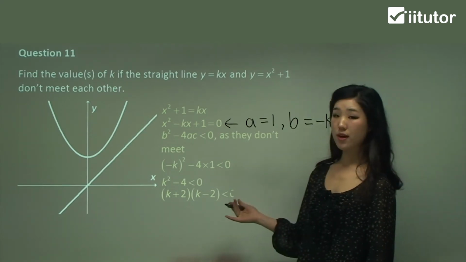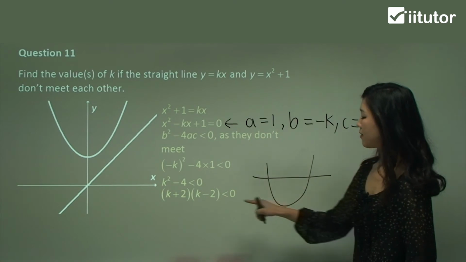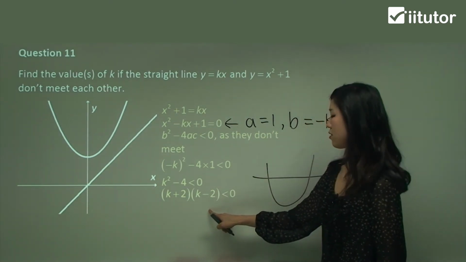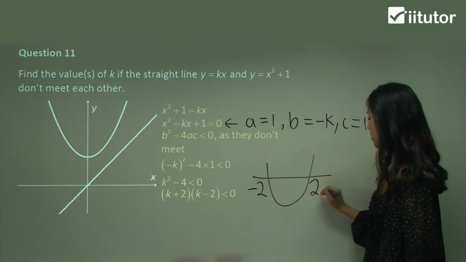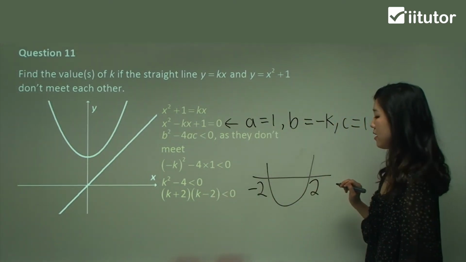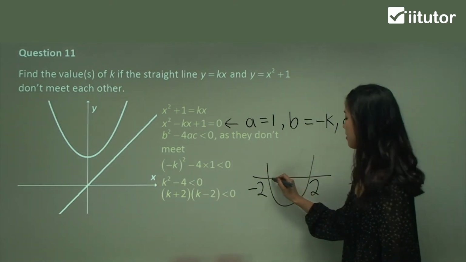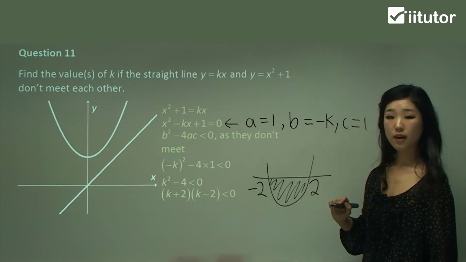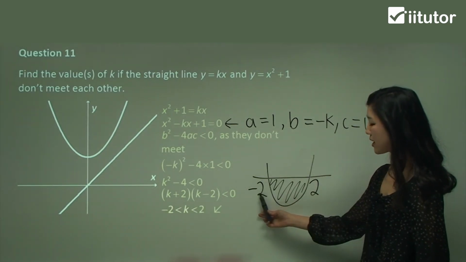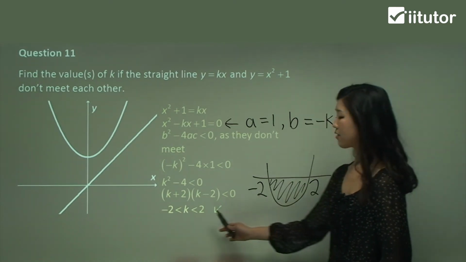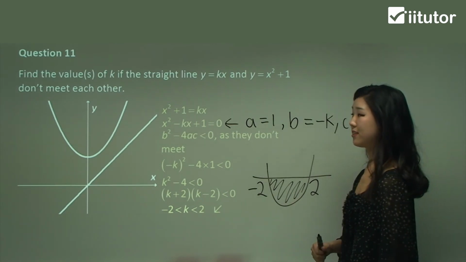Now, if I want to solve for what k is, because it's an inequality, I like to draw a little graph, a parabola, and see how it's 2, negative 2. So therefore here, k would be negative 2. Here, k would be positive 2. Okay? So now it's less than 0. So therefore it must be below the axis, so it must be between here. Okay? So therefore, this final solution of k would be between negative 2 and 2. So k is greater than negative 2 and less than 2. That's our solution for question 11.